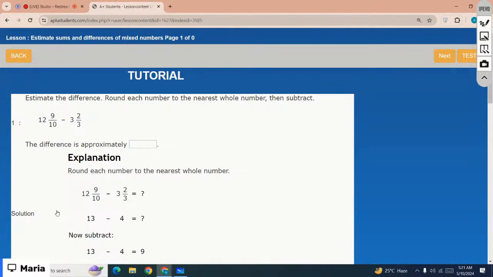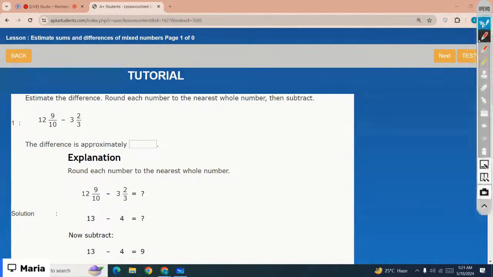You have to look at the fractional part, right? The fractional part for the first one is 9 over 10. 9 over 10 is greater than 1 by 2, so you have to round up, add 1 to the whole number. That would be rounded off to 13. Same thing with 2 by 3. 2 by 3 is greater than 1 over 2. Again, you have to round up, which means add 1 to the whole number. So you have to do 13 take away 4. 13 take away 4 is 9. So the correct option is 9. Got it?